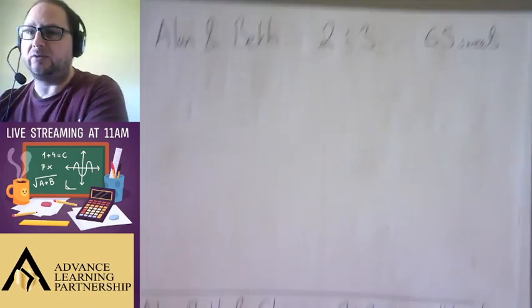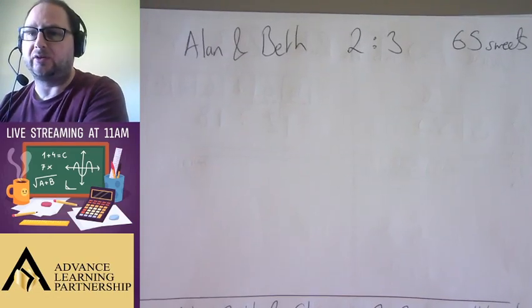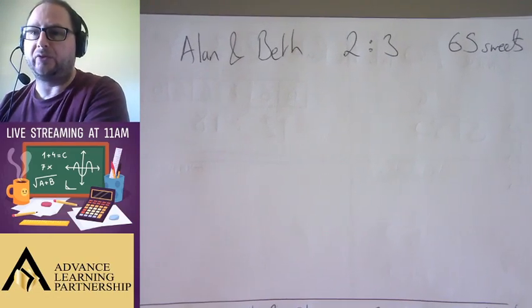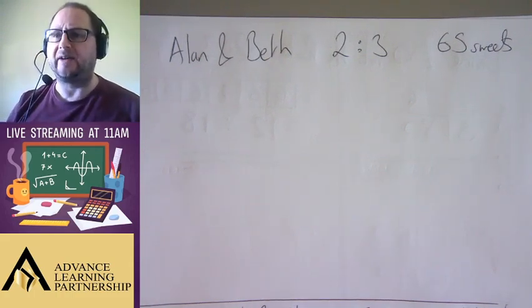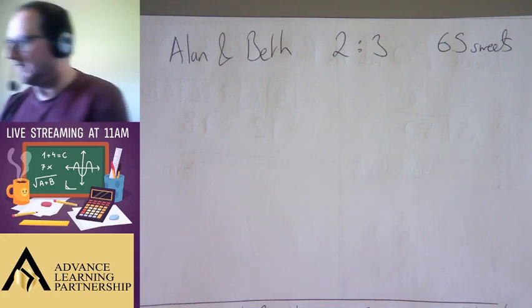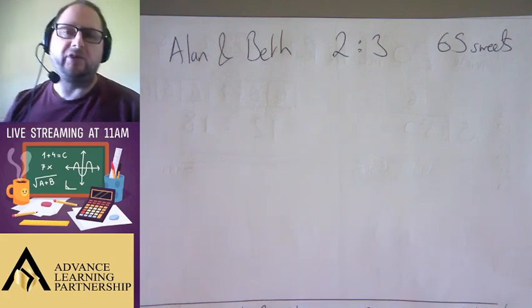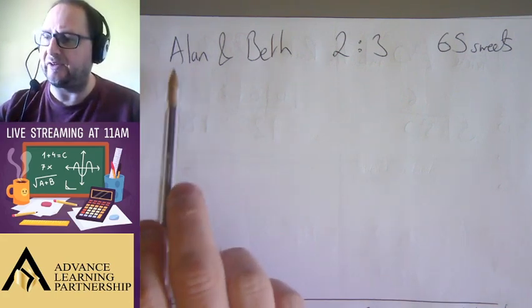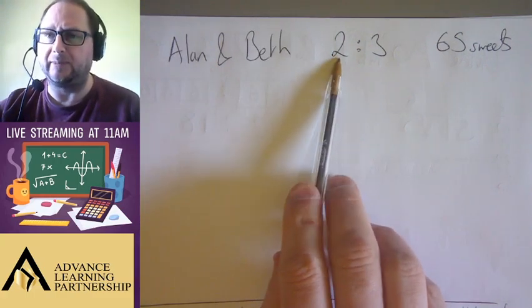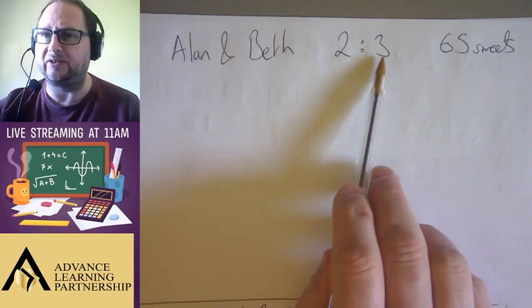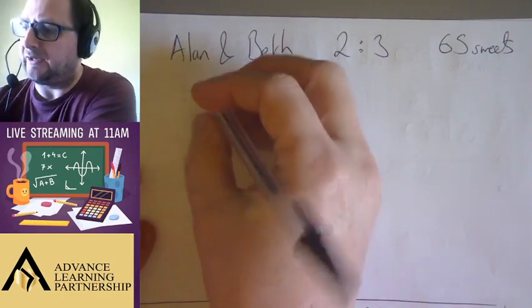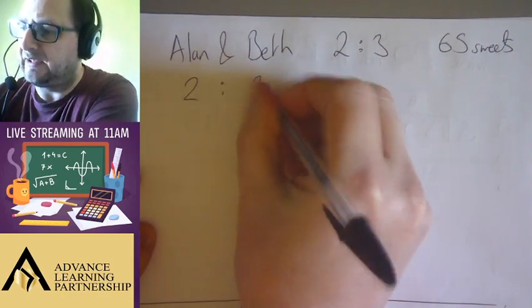Okay, so our final question that we had to work on May 3rd was this ratio question. So Alan and Beth are sharing 65 sweets in the ratio 2 to 3. If you've watched my video on ratios, you'll know that the first thing written here gets the first part of the ratio, 2 parts, and the second person gets the second, which is 3 parts. So Alan gets 2 parts and Beth gets 3 parts.